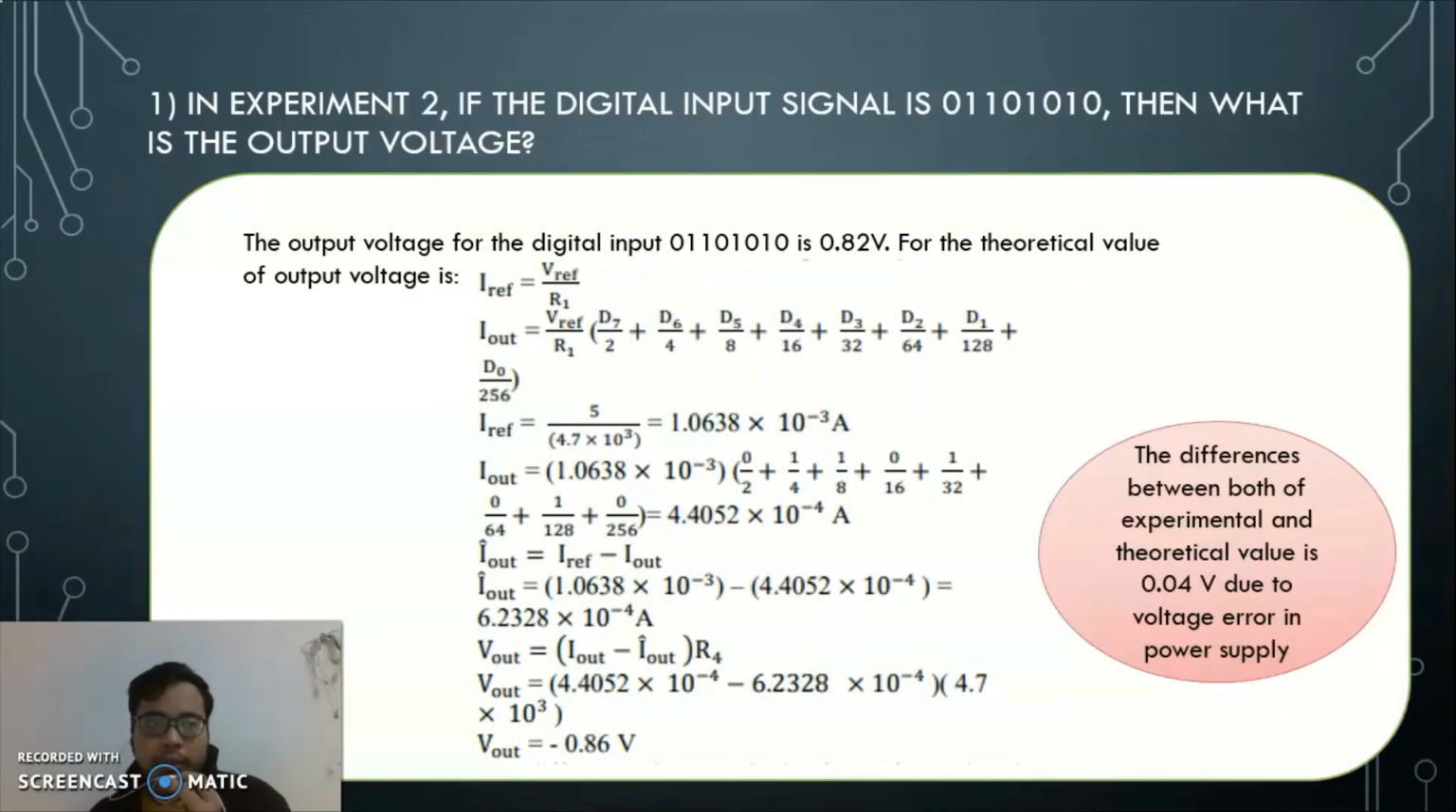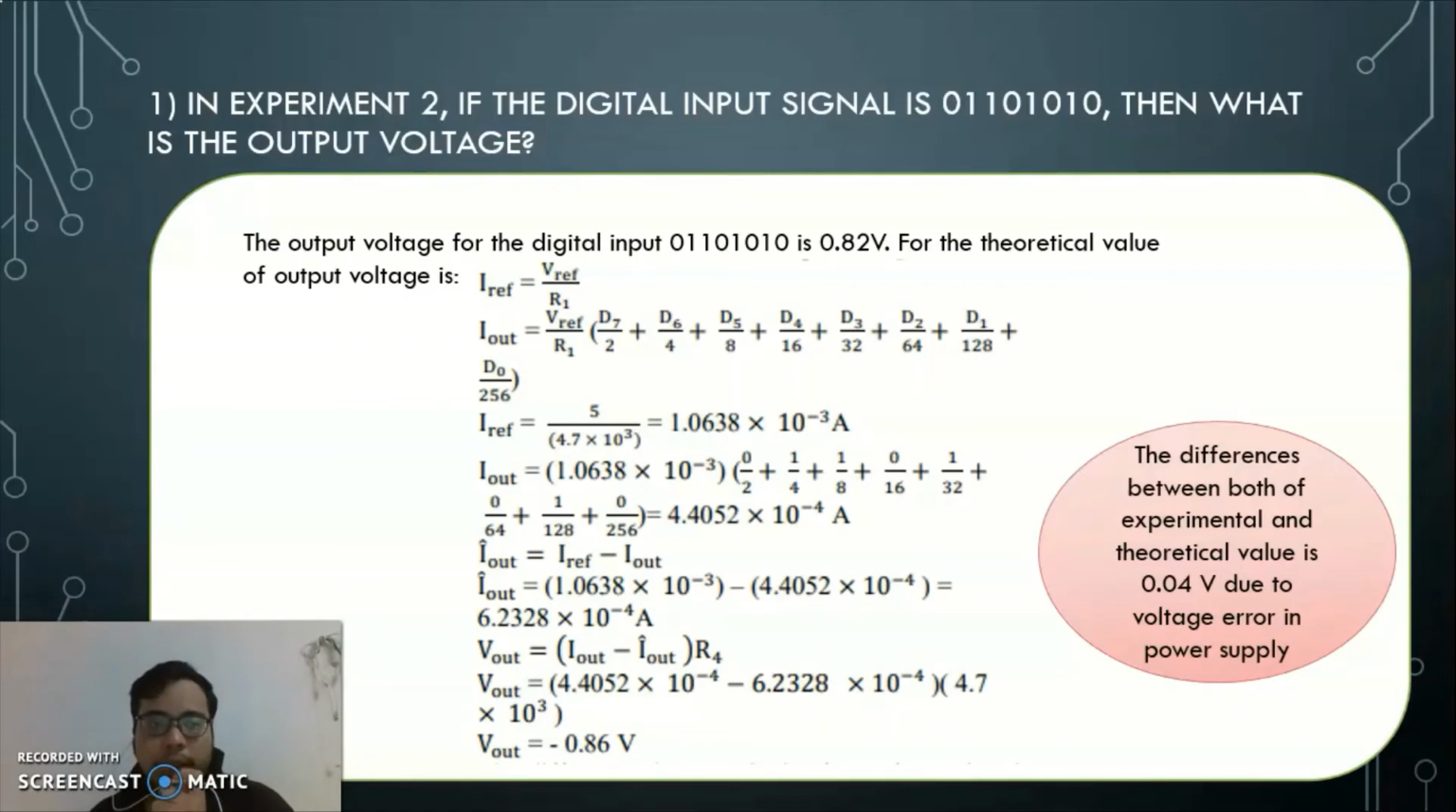Okay, for the discussion, task 1 in experiment 2: if the digital input signal is 011011010, then what is the output voltage? The output voltage for the digital input is 0.82 volt. For the theoretical value, we use the formula IREF equal to VREF over R1. We find the I out equal to VREF over R1 times D7 over 2 until D0 over 256.